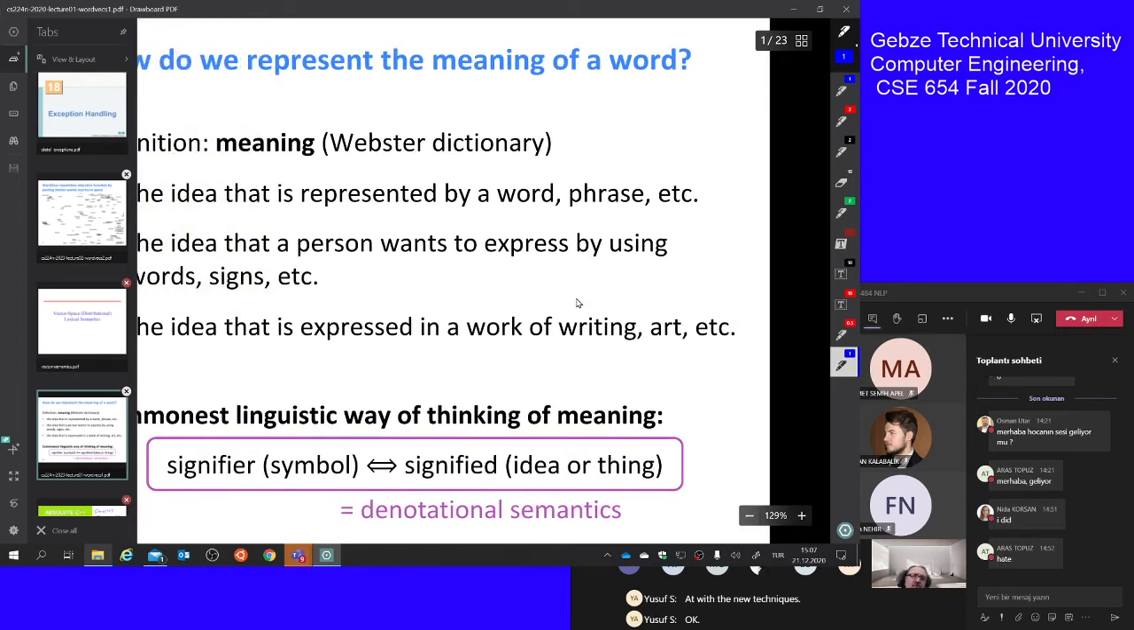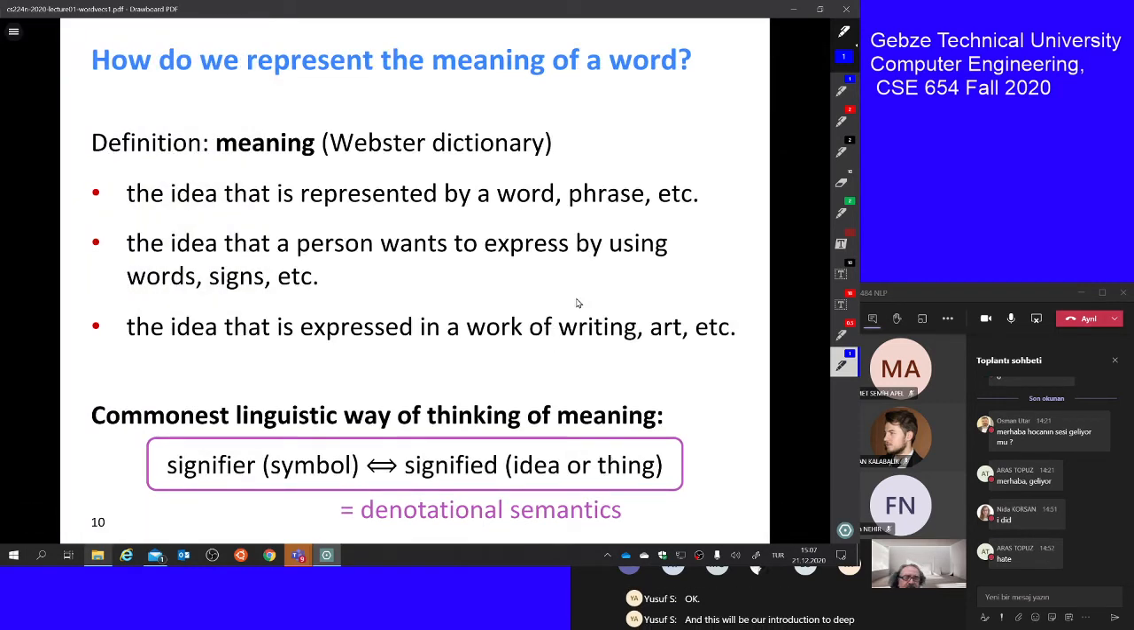And this will be our introduction to deep learning in NLP. Well, it's not going to be exact deep learning, but it's going to be a kind of introduction. I will not talk about any neurons yet, but it will be a good introduction. So the definition of meaning in Webster Dictionary is this: the idea that is represented, the idea a person wants to express, the idea that is expressed in a work or writing. Those are all definitions of meaning.